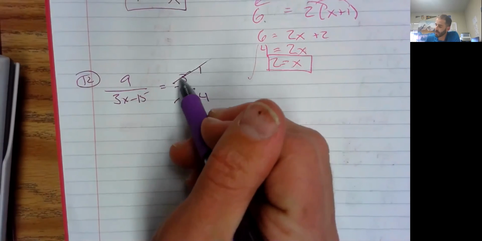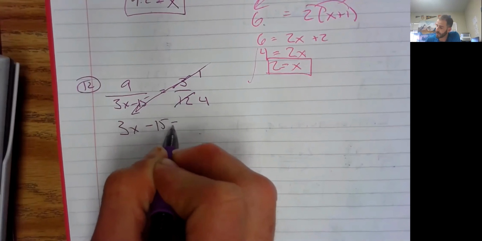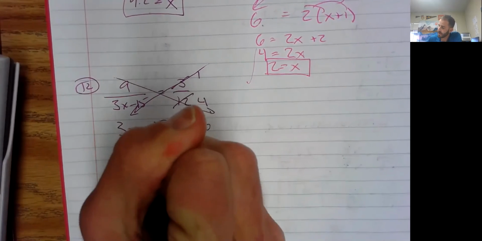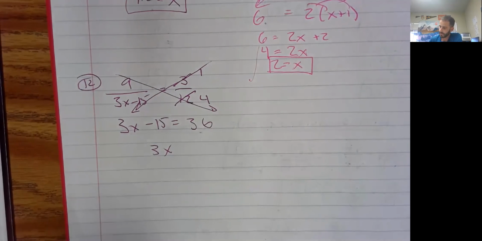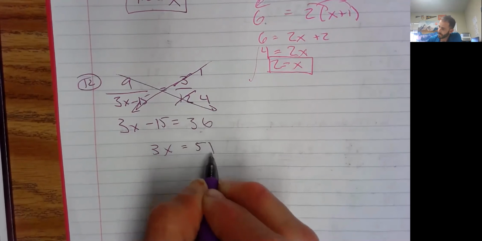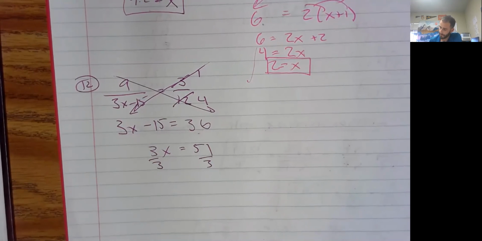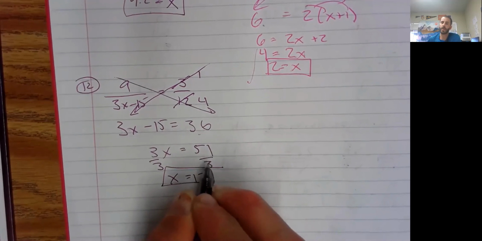And now we're going to cross multiply. And guess what? This we don't even need to distribute. 1 times this is just this. 9 times 4 is 36. So we're going to go ahead and add 15 to both sides, and we're going to divide by 3. We get x equals 17.